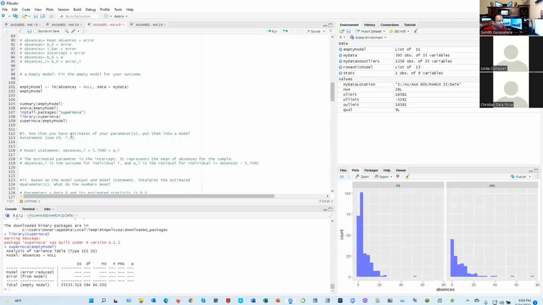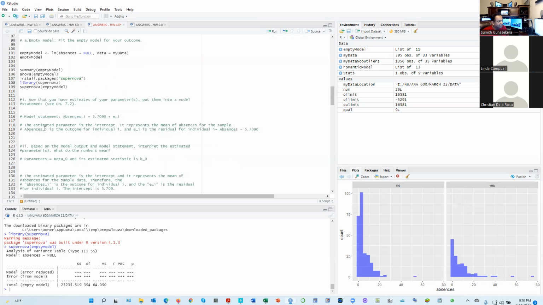Now, if you want, you can bring that number back and put it back into the formula. Absences equals the mean value like that. The estimated parameter is the intercept, which represents the mean absences for the sample. Absences is the outcome for individual i, and e_i is the residual for individual i, meaning the absences of the ith person minus the ith mean.